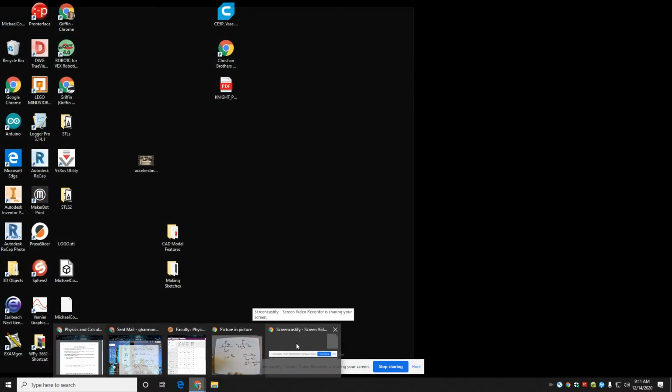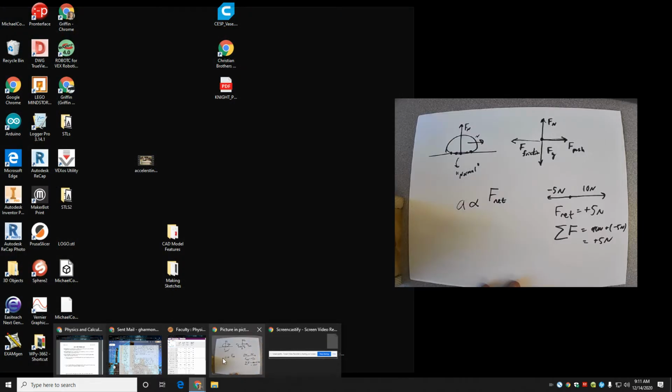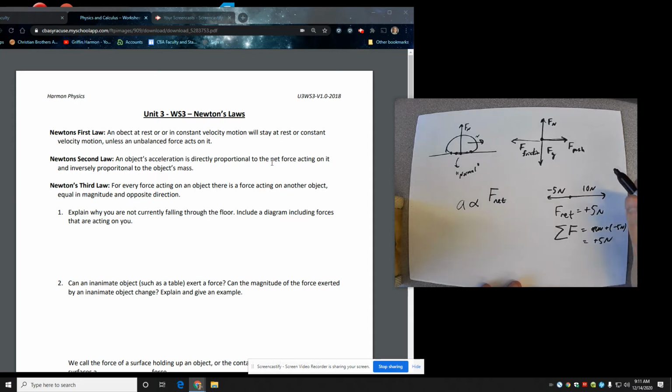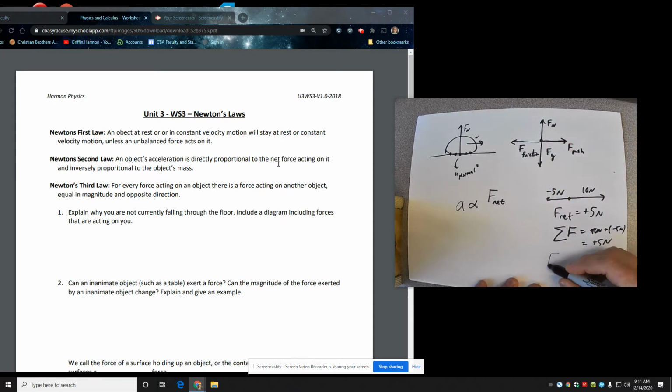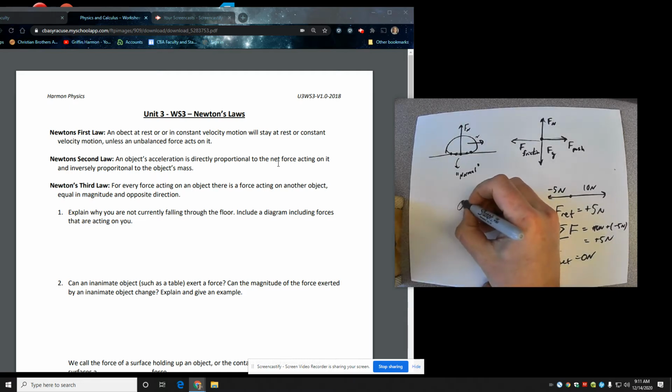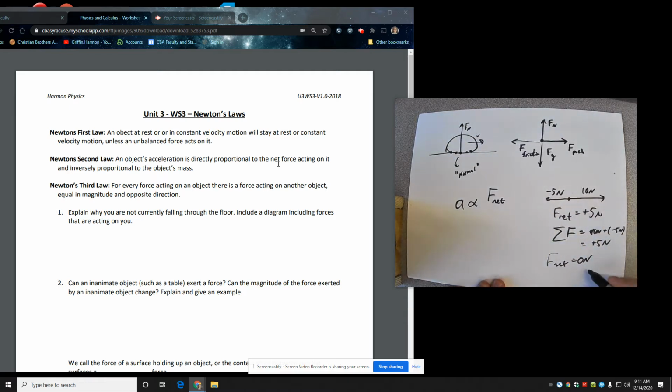Now, in a situation where the forces are balanced, F net equals 0 newtons. That means everything's balanced. So the acceleration, because it's proportional to F net, would be 0.